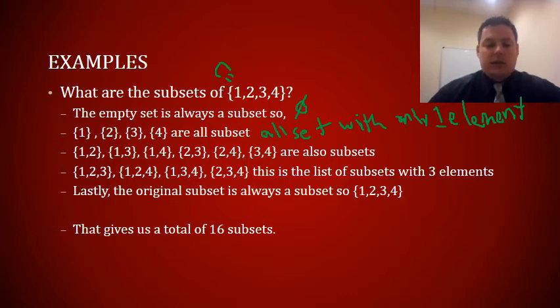And I apologize for the chicken scratch. Then you would go to possibly the 2-element subsets, which are listed below, and then the 3-element subsets, and finally, the whole set itself is a subset of itself. So there's two quirky things with subsets. One, the empty set is always a subset of any set, and the set itself is also a subset of the original set. This is going to help us develop a pattern that we'll look at later called Pascal's triangle, but that gives us a total of 16 subsets.